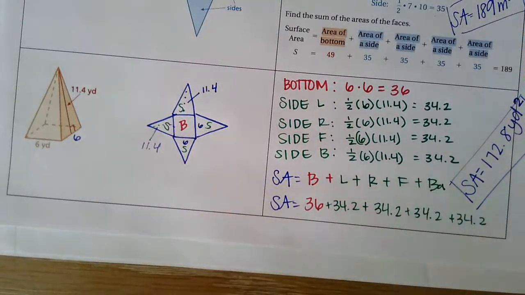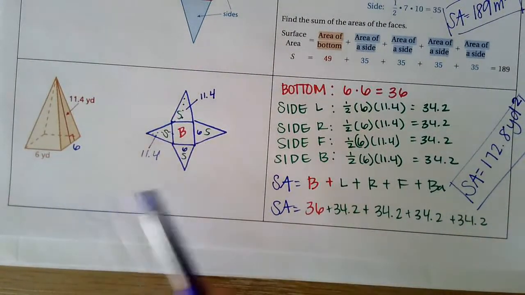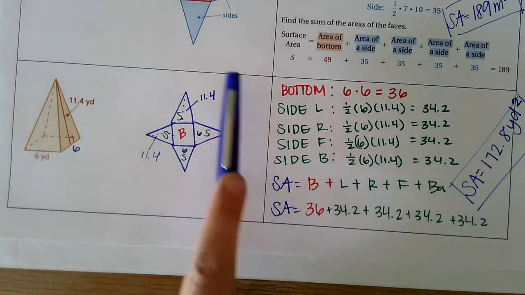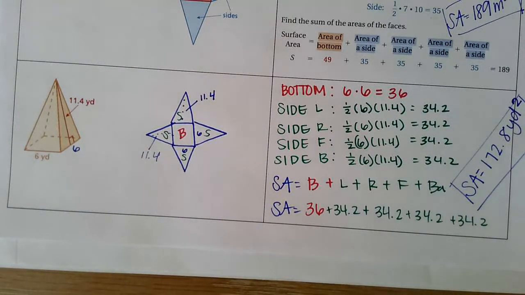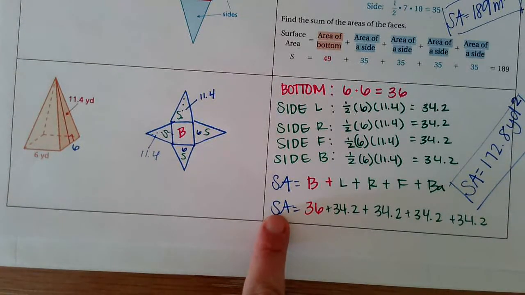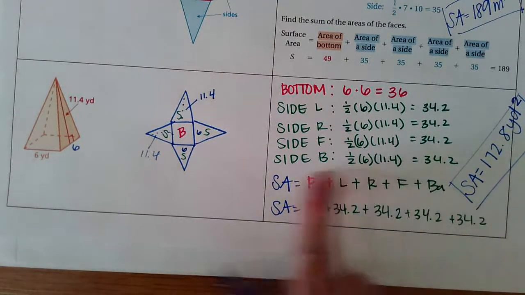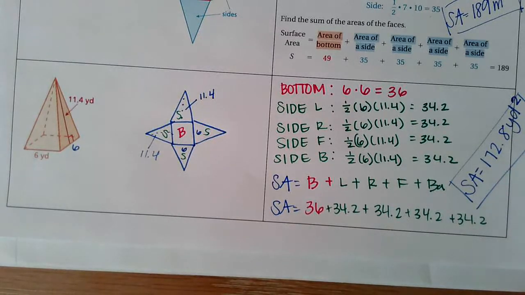So to do that, again, I determined what my figure is. I made a net for that figure. And then step 2 was to label my dimensions. Step 3 was to go through and find the area of every single individual face I have before our final step 4, to add them all up and get our sum, our surface area.